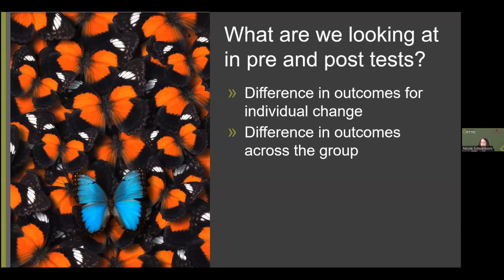Also, we want to see if we're getting differences in outcomes across groups. So for the group, did we see a significant change? And that's where we get into looking at what we call means, which are just averages, and comparing those to see if there are differences across the entire group that we're seeing. So did those scores change pre and post significantly for the entire group? Those are the main things we look at.